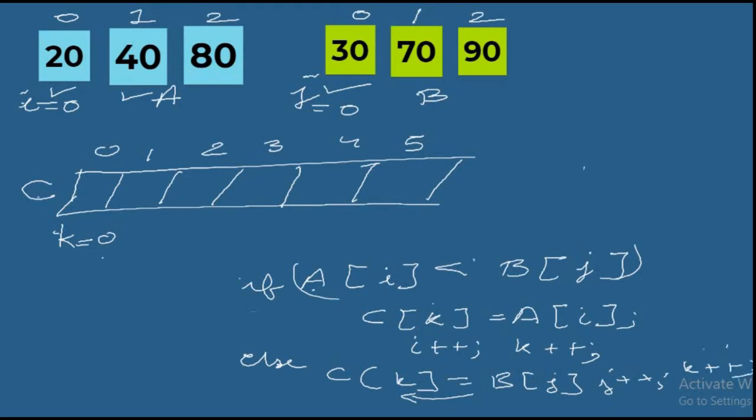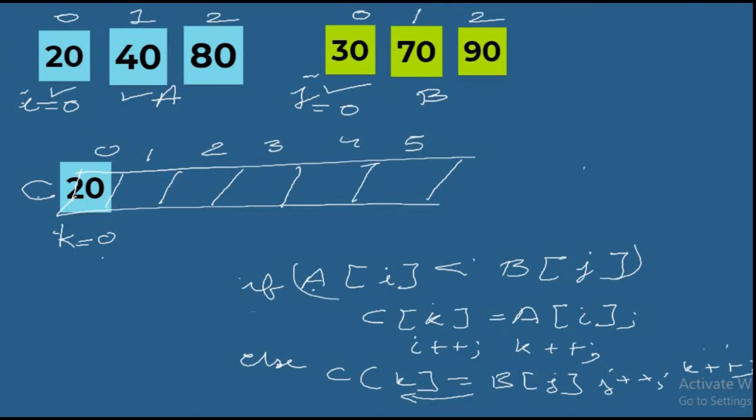So first of all, we will compare AI and BJ, and both values, I and J, are 0. So 20 will be compared with 30. Which is smaller? 20 is smaller, so 20 will go in C. Now what we have to do? We have to increment K and we have to increment I. So now I will be 1, and K will also be equal to 1.